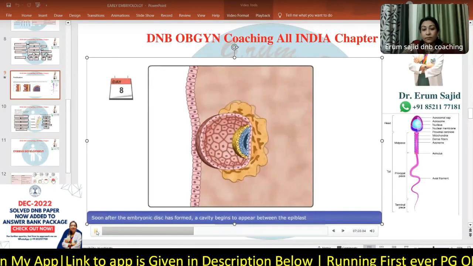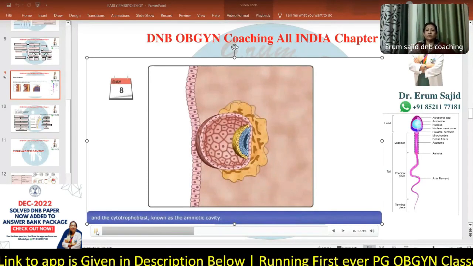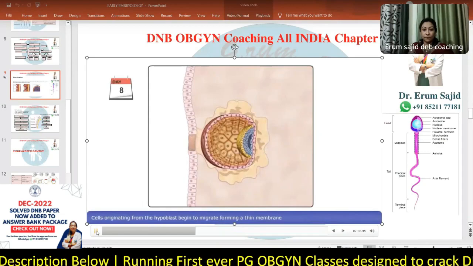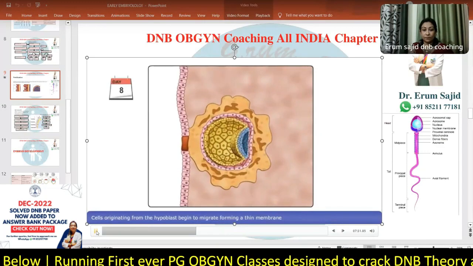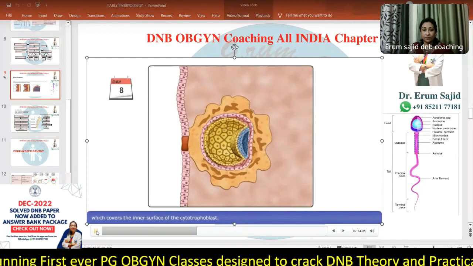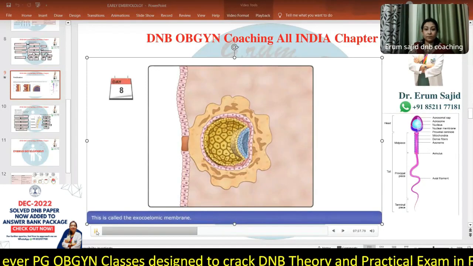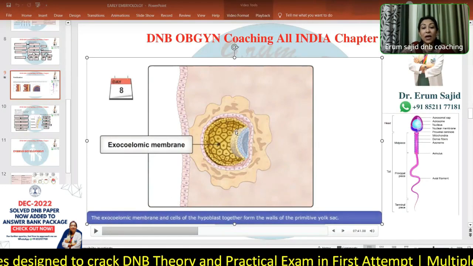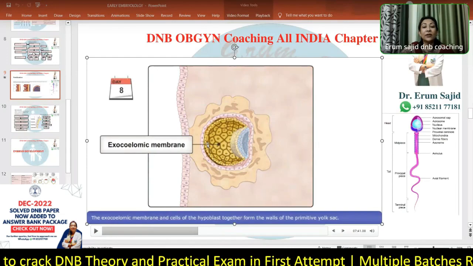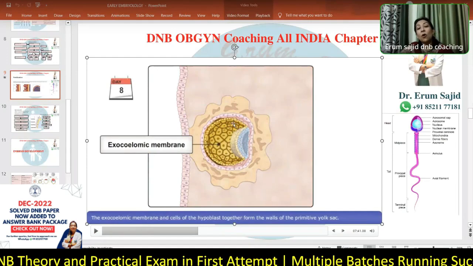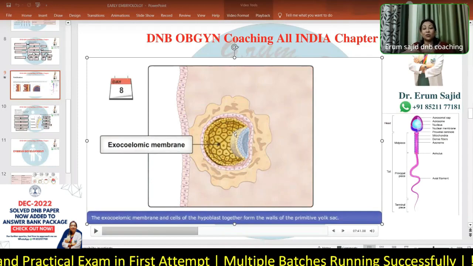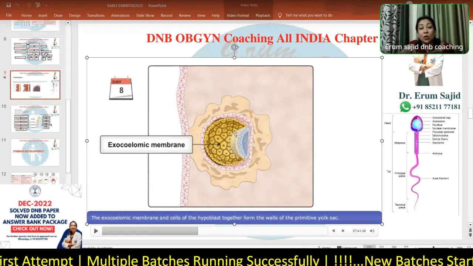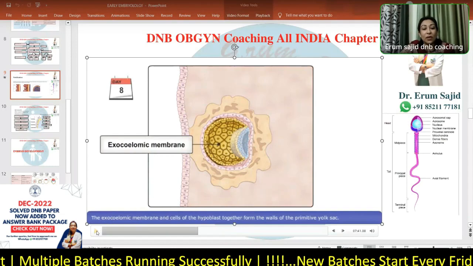A cavity begins to appear between the epiblast and the cytotrophoblast, known as the amniotic cavity. Cells originating from the hypoblast begin to migrate, forming a thin membrane, which covers the inner surface of the cytotrophoblast. This is called the exocoelomic membrane. So now what has happened is that these hypoblast cells slowly start lining the cytotrophoblast layer, okay, and they form a cavity within. Obviously, if anything is to line a hollow space, a cavity is formed, right? And this cavity is called the exocoelomic cavity, and this is called the exocoelomic membrane.